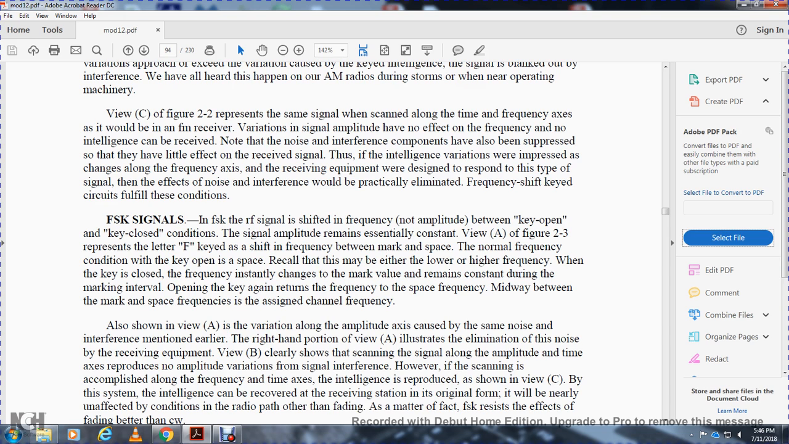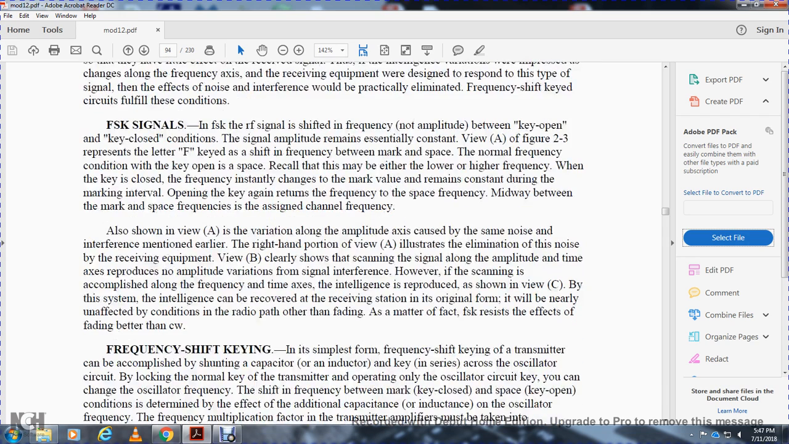The frequency changes instantly to the mark value for the remainder of the marking interval. Opening the key again returns to the space frequency. The frequency midway between the mark and the space frequency is the channel frequency, as shown in view A, with the variation along the amplitude axis caused by the same interference modulation mentioned earlier.